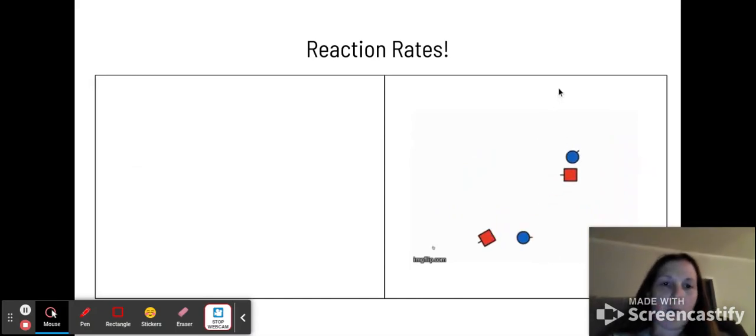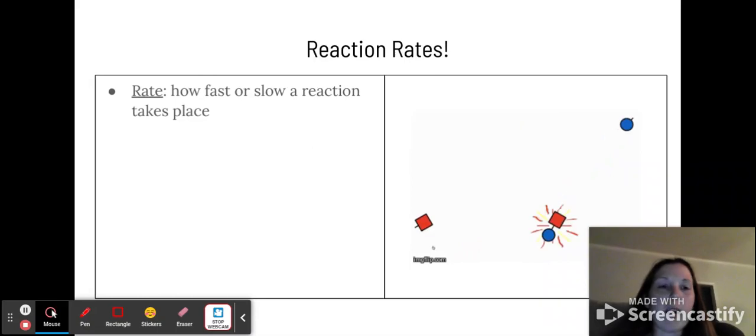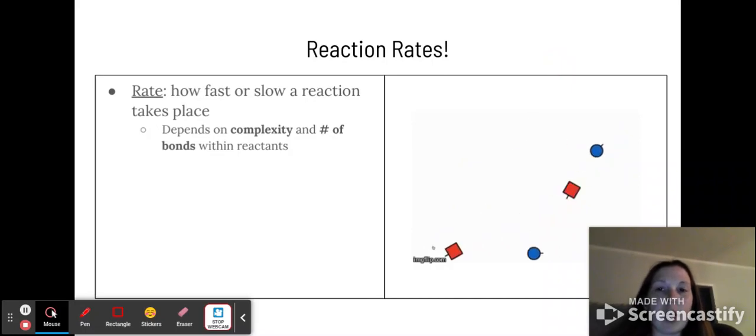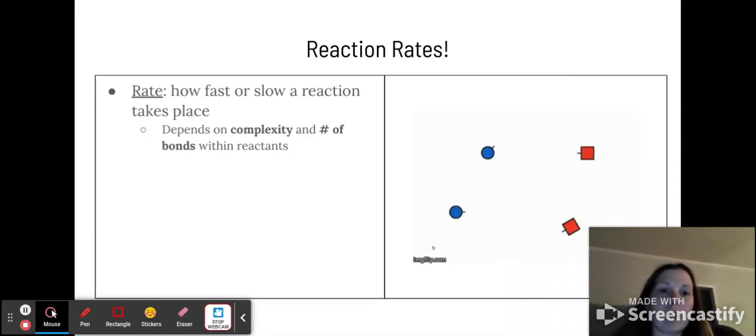So first, let's talk about reaction rates. Reaction rate, or rate itself, is defined as how fast or slow a reaction will take place. And this really depends on the complexity and the number of bonds within the reactants. The more bonds they have, the more energy it's going to take to break those bonds so that they can form the products, or the more complex it is, the same issue.